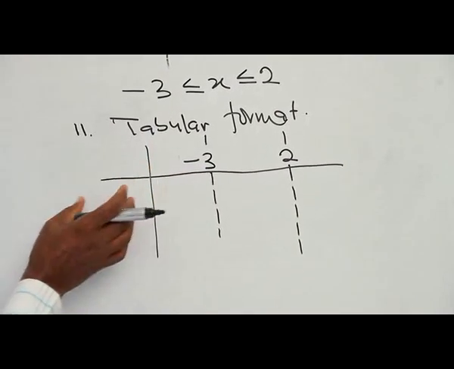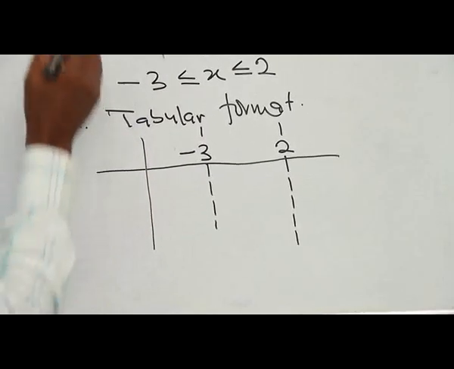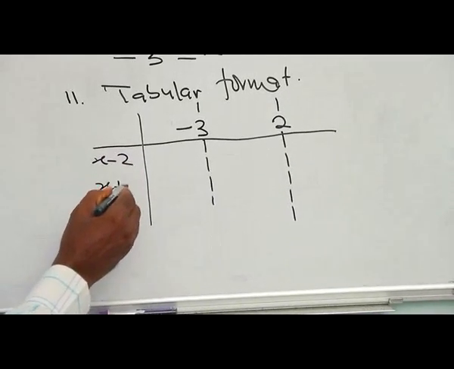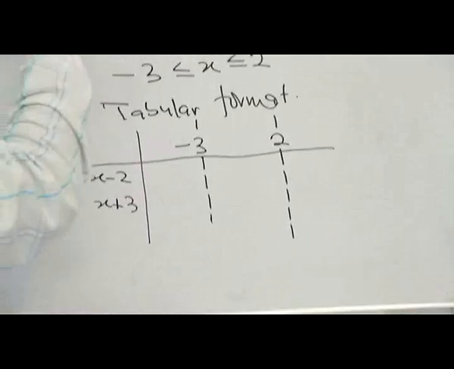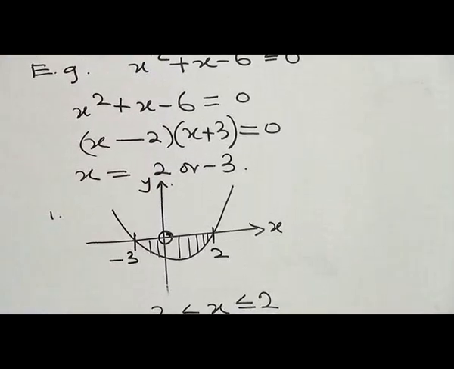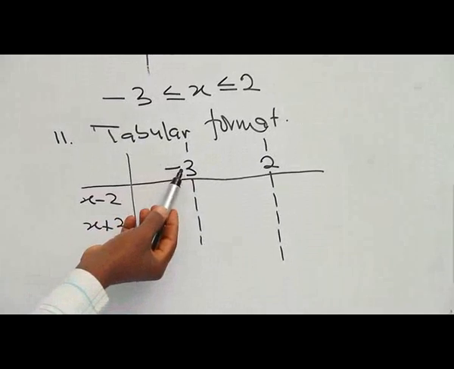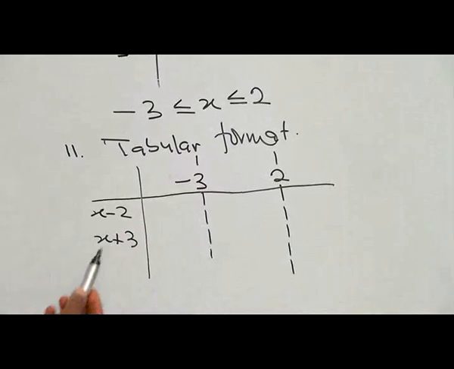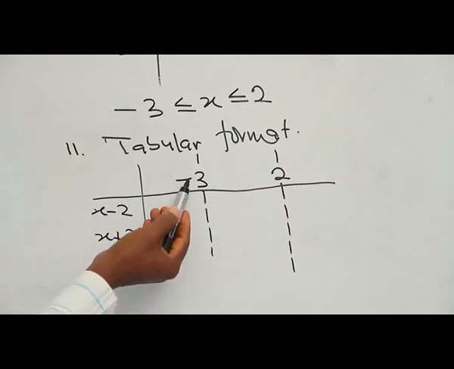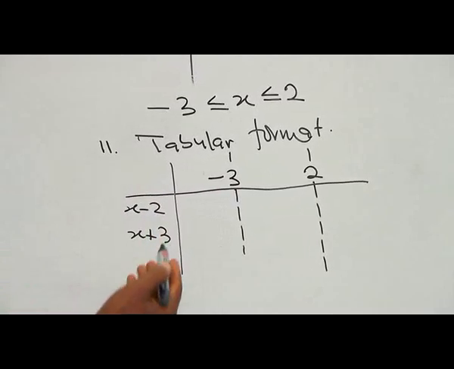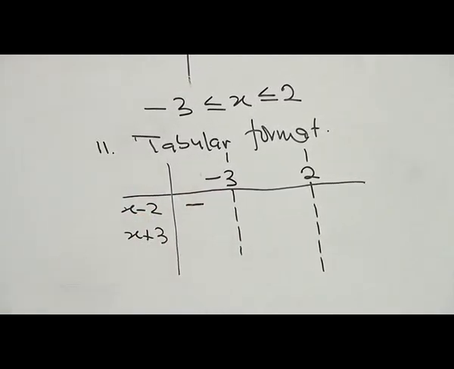So we now have, to this side of it, s minus 2. We also have s plus 3. These are the factors of the quadratic inequality. Now, we will choose values that are less than minus 3, because we're looking at this side. What are the values less than minus 3? The next one is minus 4. Minus 4 minus 2 is minus 6, so take the sign, which is minus. Minus 4 plus 3 is minus 1, so take the sign, which is minus.